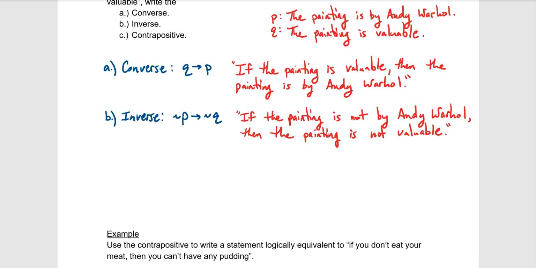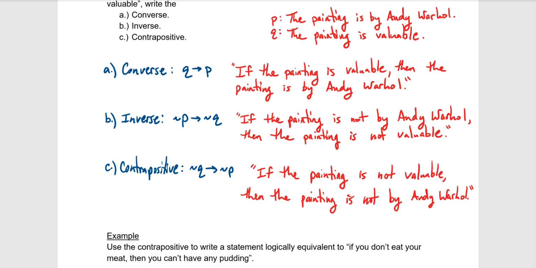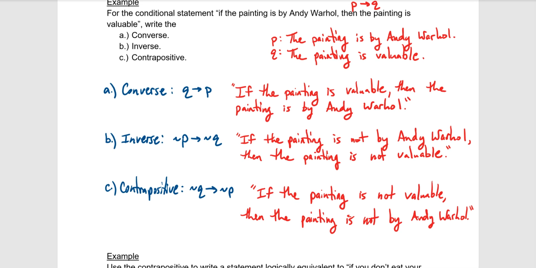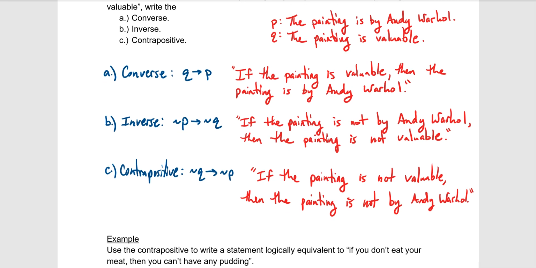And for the last one here, the contrapositive is going to be switched and negated. So that's going to be if not Q, then not P. And we read that one as if the painting is not valuable, then the painting is not by Andy Warhol. Okay, so I recommend taking a look at the conditional statement, reading that, and then reading the contrapositive, knowing that those are equivalent, and then the converse and the inverse are equivalent, so go ahead and read those and see how those mean the same thing.